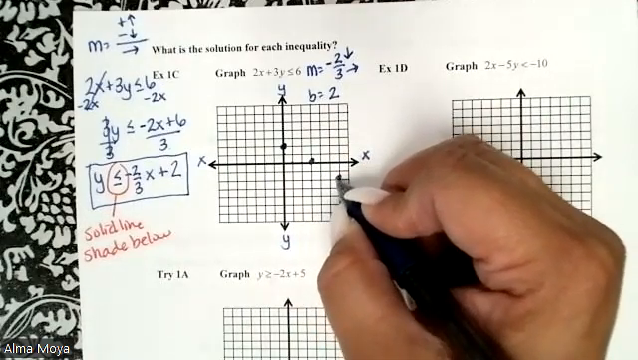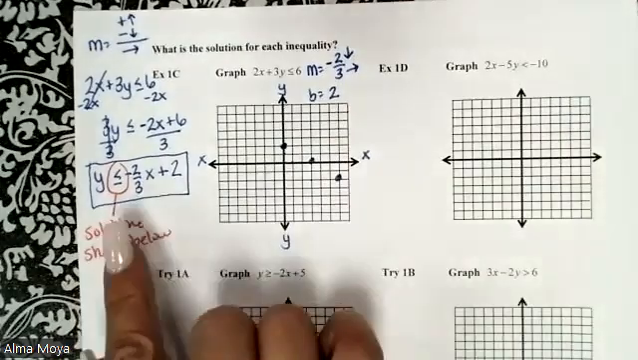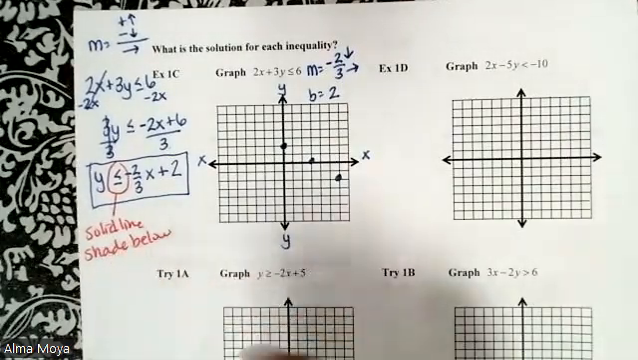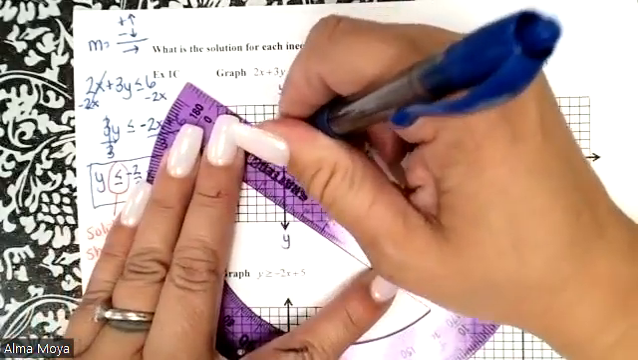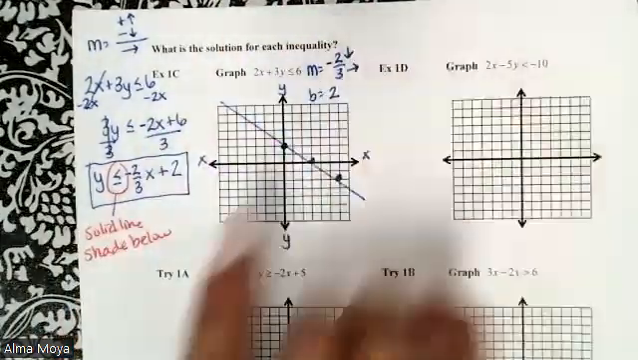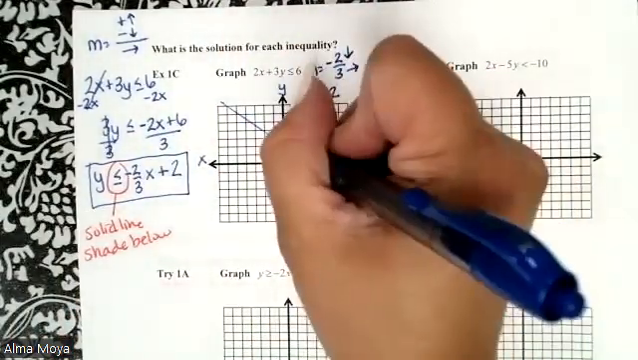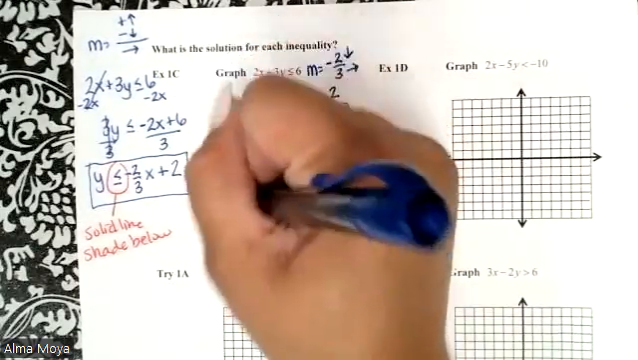Now remember, when you are connecting your dots, you need to draw a solid line. That is a solid line. And then you shade below the line. So pick a point and you're going to shade everything below it.